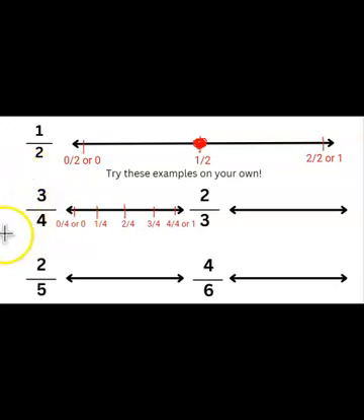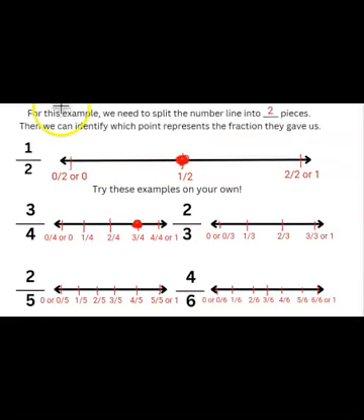Since the fraction they gave us is 3/4, I'm going to put a dot on my number line right here at 3/4. Go ahead and try the next 3 examples of number lines on your own. Push play on this video when you're ready to check your answers.